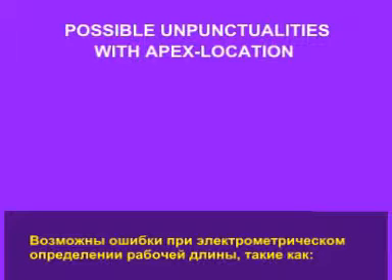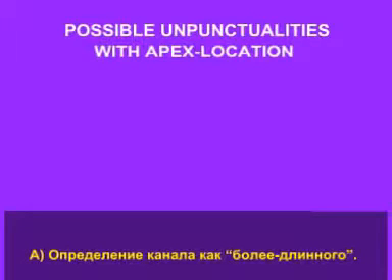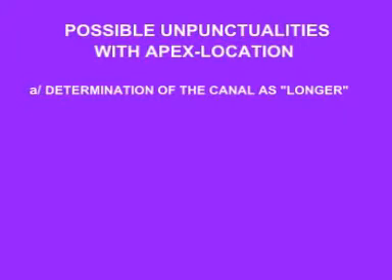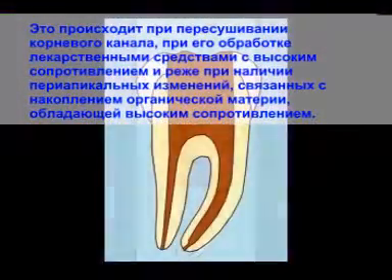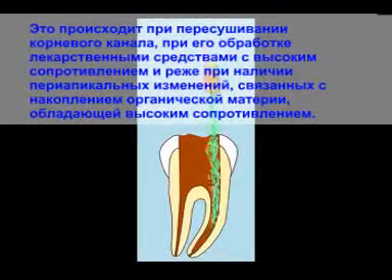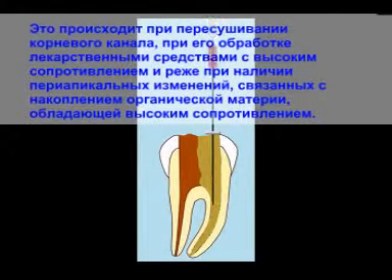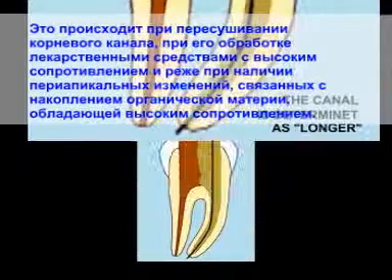Some mistakes can be made in the electrometric determination of the length for work. A. Determining the canal longer than it is. It might happen in cases when tissue resistance has been increased additionally. The extra increase of tissue resistance is a result of overdrying the root canal or its treatment with high-resistance medicines, and rarely in cases of periapical changes caused by the accumulation of high-resistance organic substance.